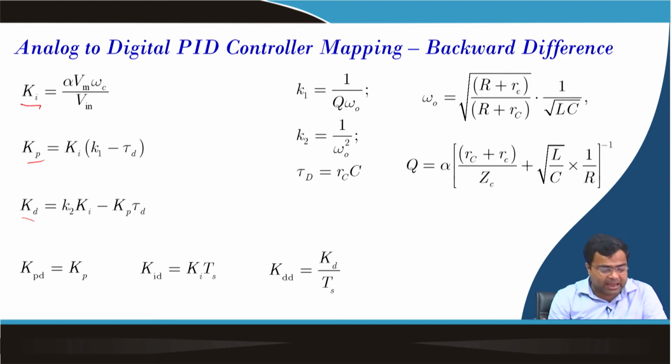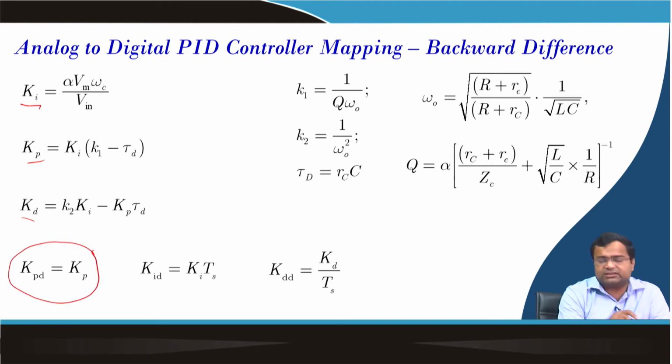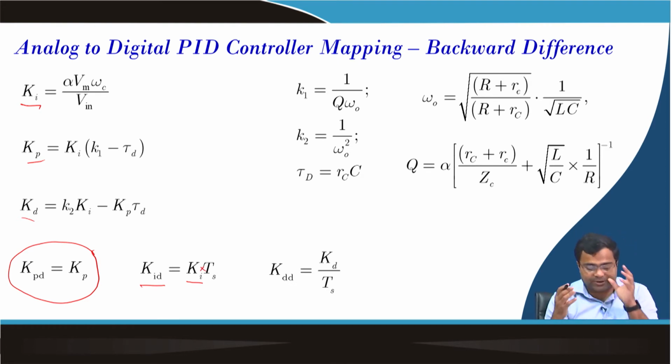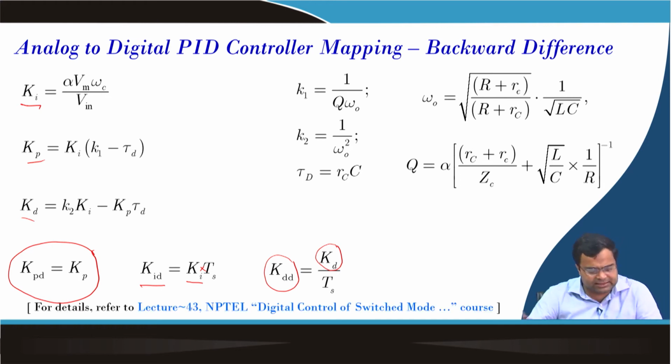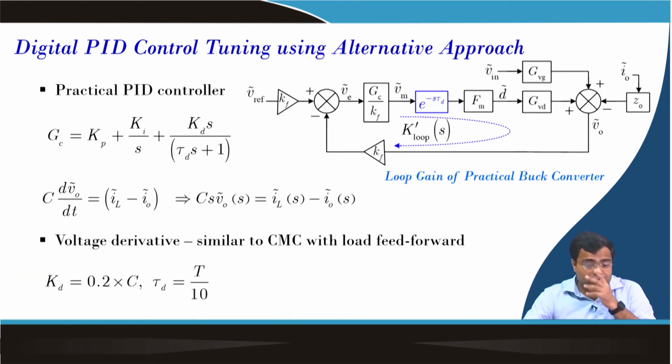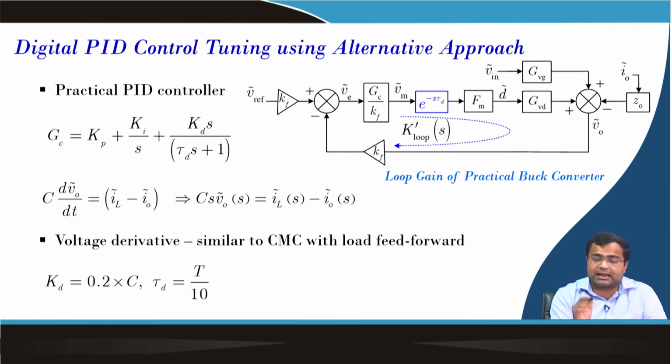Then how to get back the discrete time proportional, integral and derivative gains: the proportional gain will not change whether it is in continuous time or discrete time, but the integral gain in discrete time will be simply the integral gain in continuous time multiplied by the sampling time. In this case, it is the same as the switching time period. The derivative gain in the discrete domain will be simply the continuous time derivative gain divided by the sampling time, and this we have discussed in lecture number 43. So, we have also discussed another alternative approach.